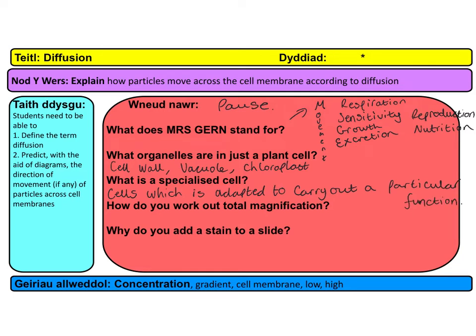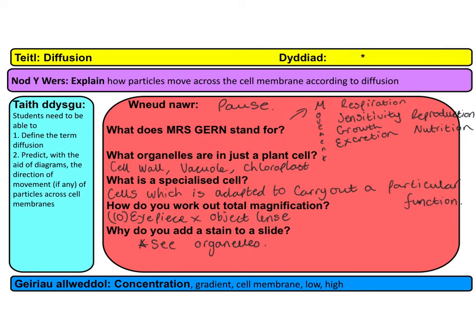Okay, how do we work out total magnification? We do eyepiece times the objective lens. So eyepiece is normally always 10, and then you can change your objective lens. Why do we stain a slide? To see organelles. Okay, because certain organelles won't show up unless you use a stain.